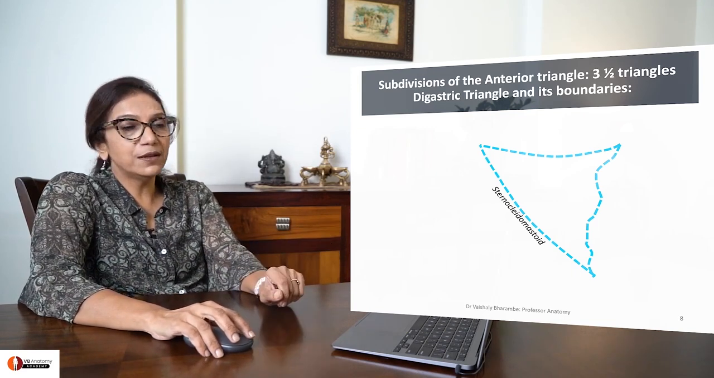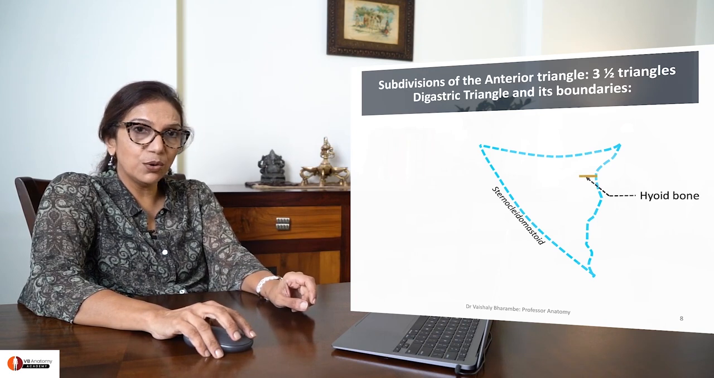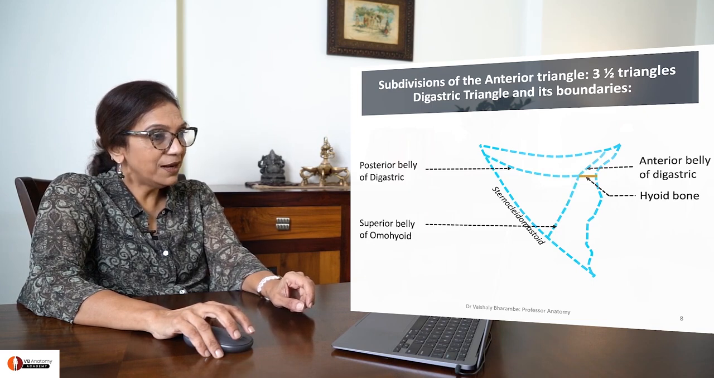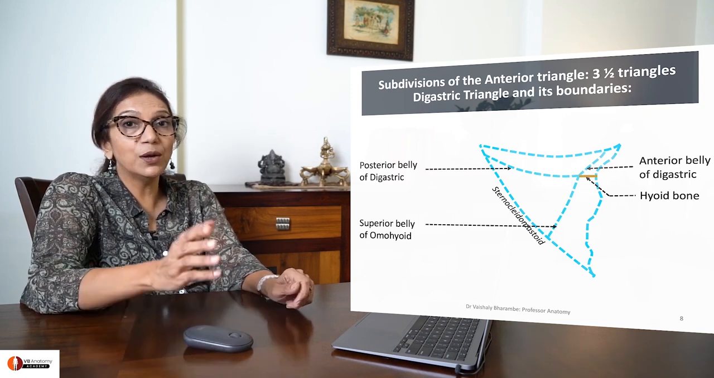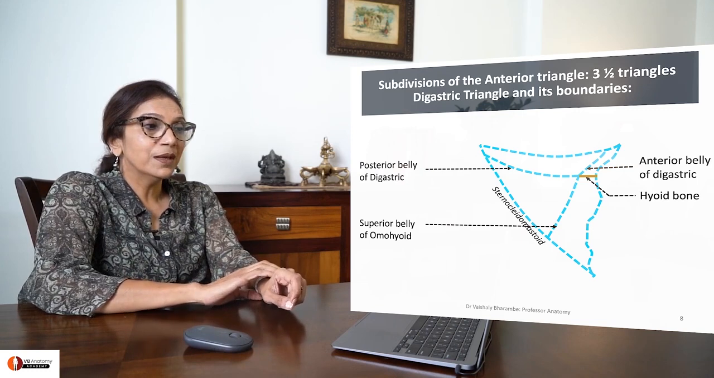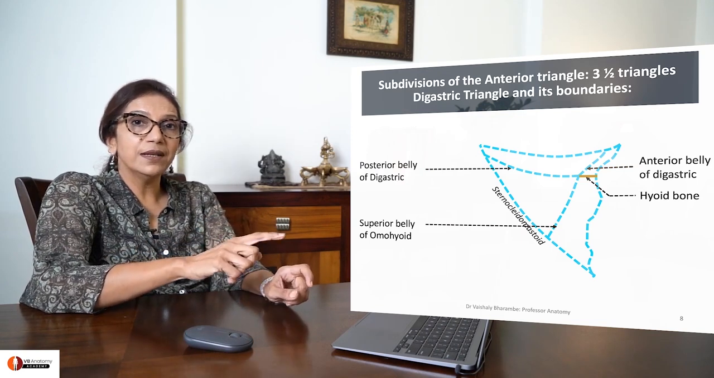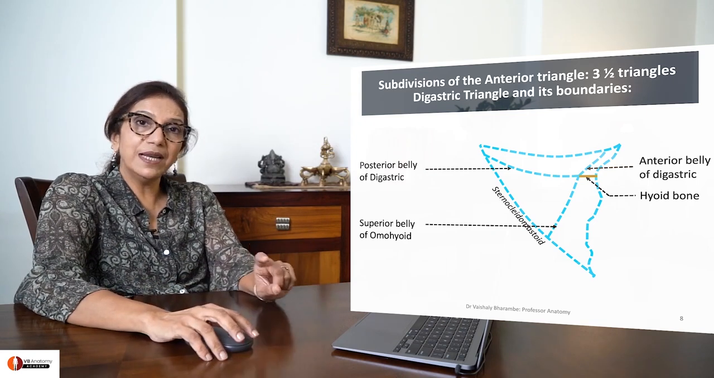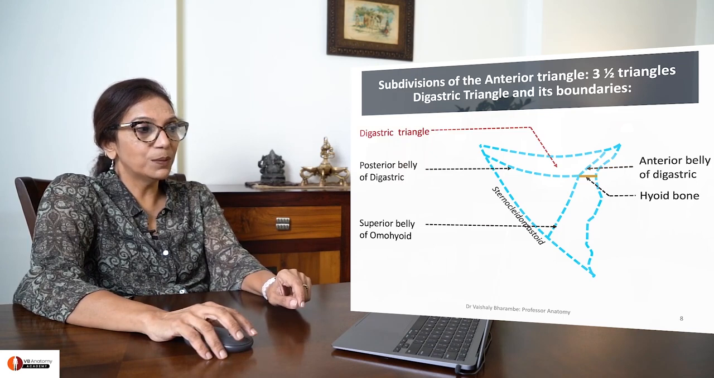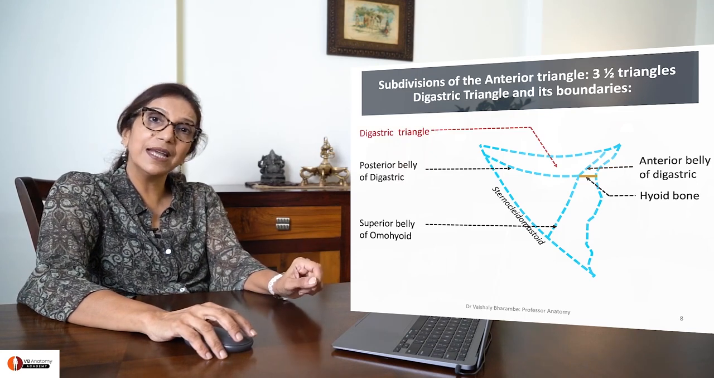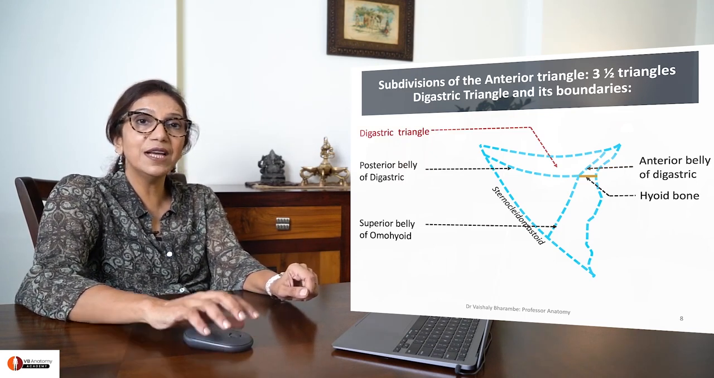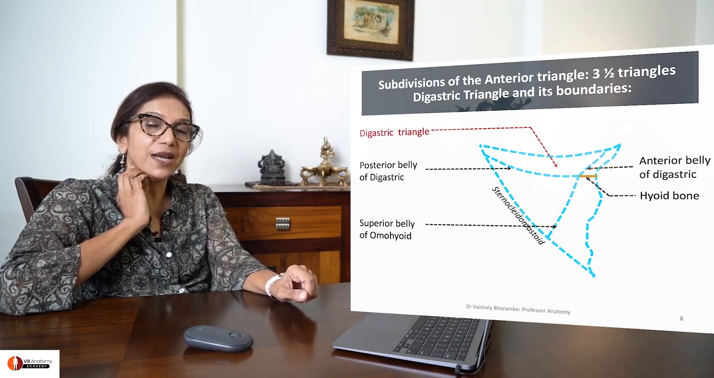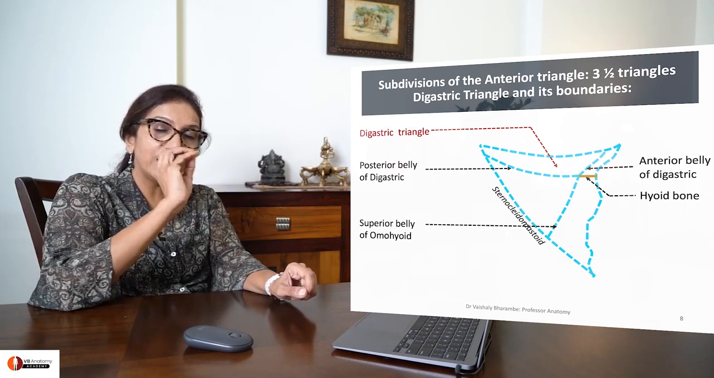And then divide your anterior triangle with the help of hyoid bone, posterior and anterior bellies of digastric, and with the help of superior belly of omohyoid. I hope all of you are drawing, students. So you're dividing that one triangle into 3.5 triangles. Okay, so now out of the 3.5 triangles, we want to pay attention to this triangle, which is the digastric triangle. Are you understanding where we are? Anterior triangle, just below the mandible, your digastric triangle. That's where I want your attention to come to.